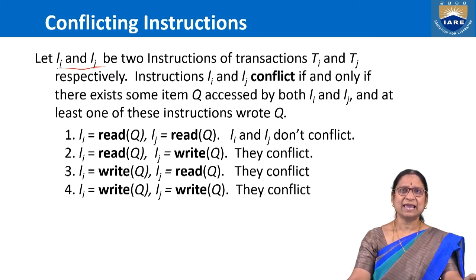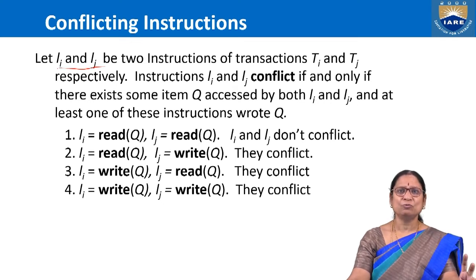The instructions Li, Lj, 2 instructions, which belong to 2 different transactions, Ti and Tj. Let us assume that we are taking 2 instructions: one instruction from one transaction, another instruction from another transaction. That is Li from Ti, Lj from Tj. These two instructions are said to be in conflict.